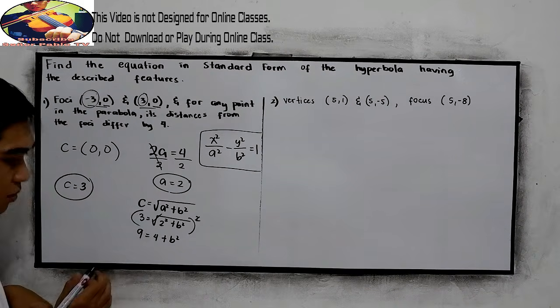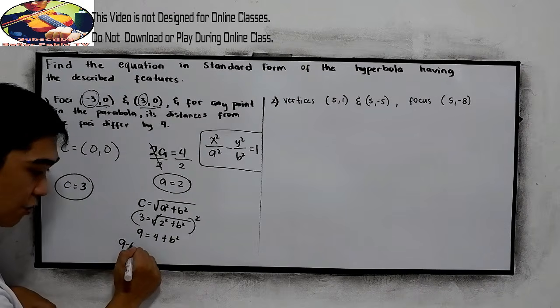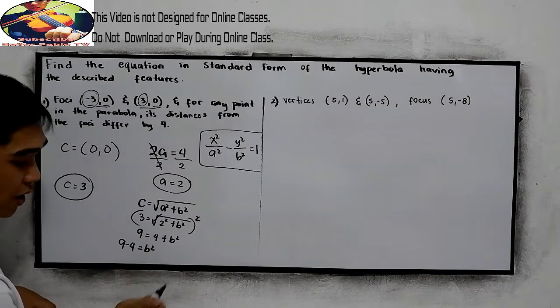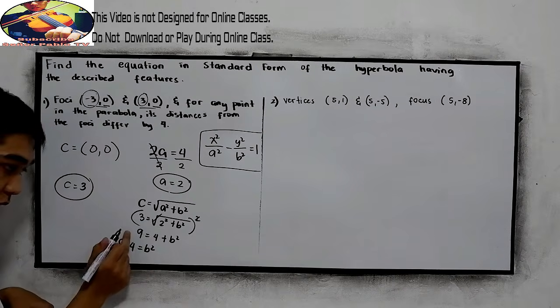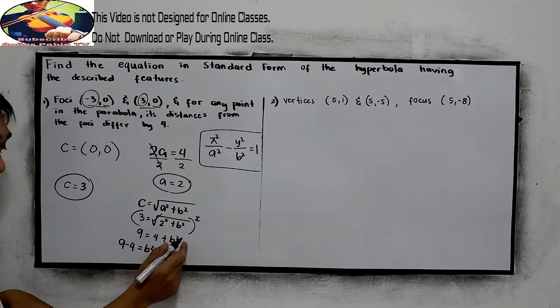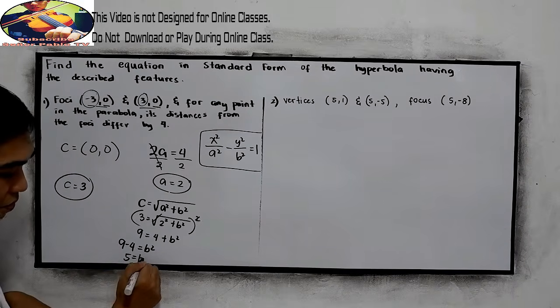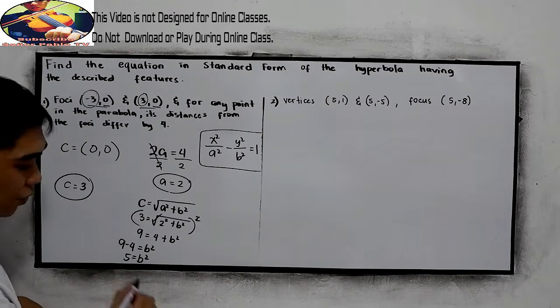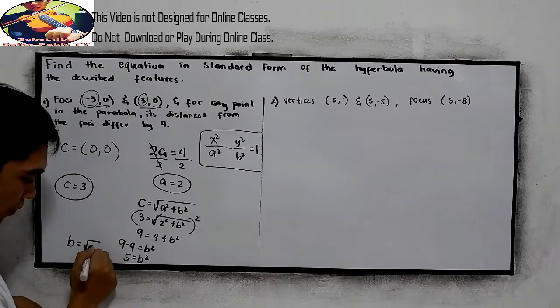Now, 9 minus 4 is equal to b squared. By the addition property of equality, we can move 4 to the left, or add -4 to both sides. So 5 is equal to b squared. To find b, extract the square root. b is equal to the square root of 5.